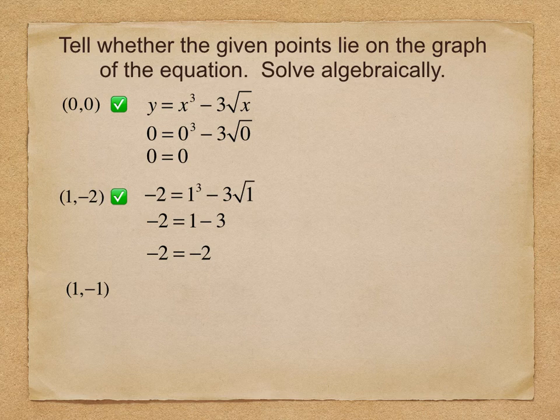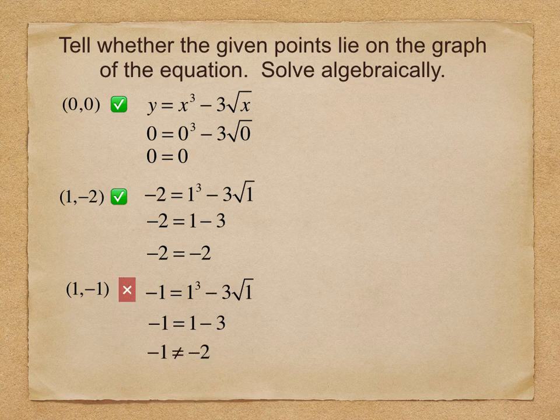The last point, 1, negative 1. Well, we notice it has the same x coordinate as the previous point, so we're kind of hoping that this would not lie on the curve. If it did, it would not be a function. You will recall from Algebra 1. We are going to substitute our x and our y. Now we're going to just simplify, and we get a false statement. So 1, negative 1 does not lie on the given curve.